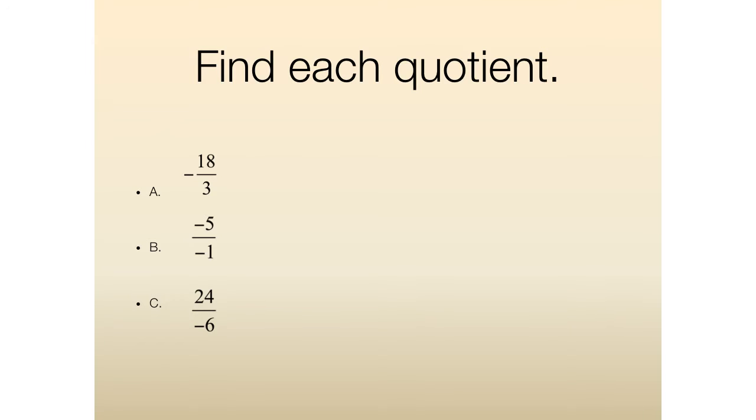When we see a fraction, we need to look at it as though it is a division problem. Negative 18 thirds is telling us negative 18 divided by 3. A negative divided by a positive will be negative, and 18 divided by 3 is 6. So negative 18 divided by 3 is negative 6.